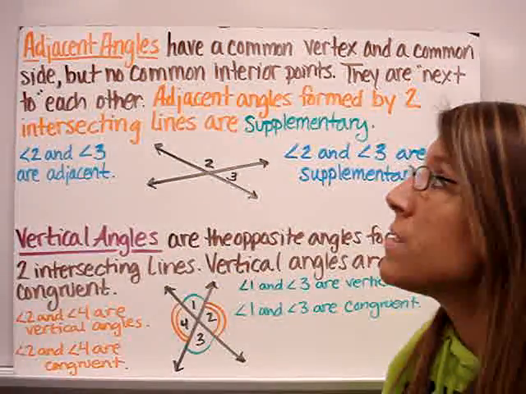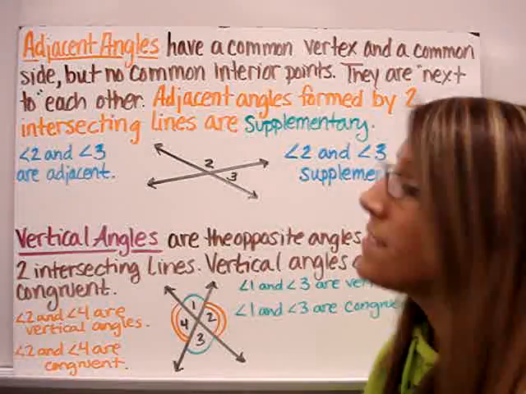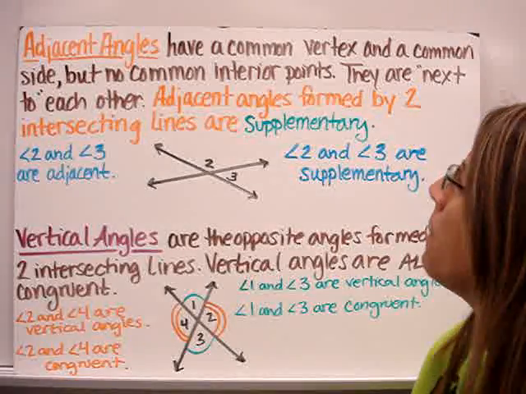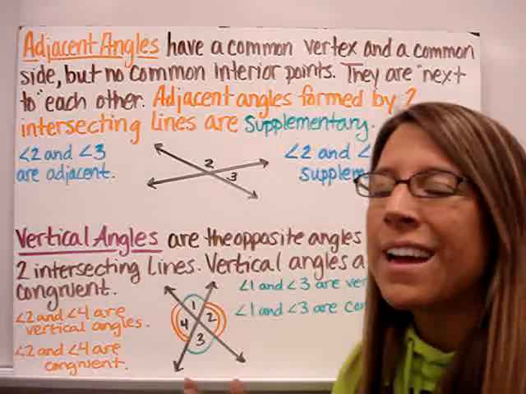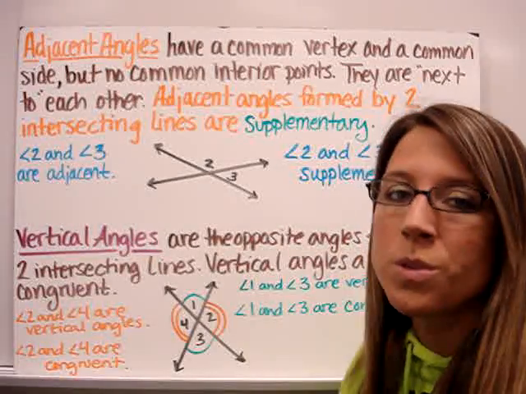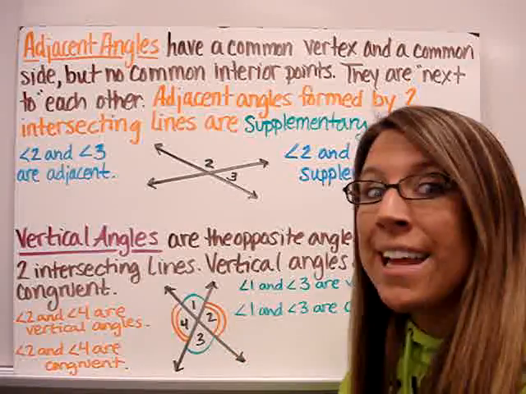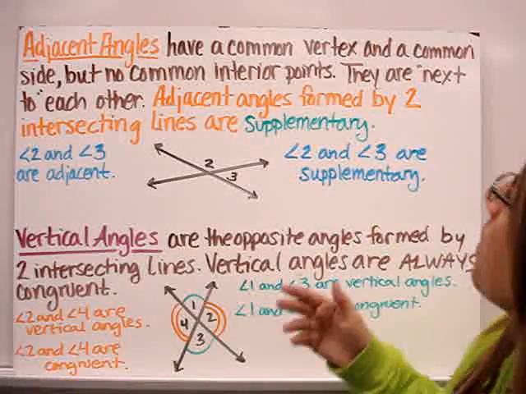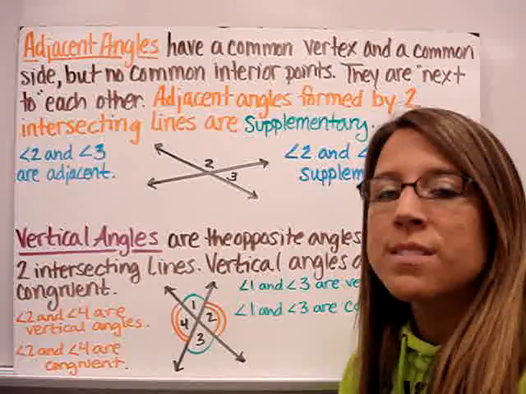Now we can talk about some angle relationships. Angles are considered adjacent if they have a common vertex and a common side, but no common interior points. I call adjacent anything next to. So there are two angles that are next to each other. Adjacent sides would be two sides next to each other, perhaps in a polygon. Adjacent angles formed by two intersecting lines are supplementary.